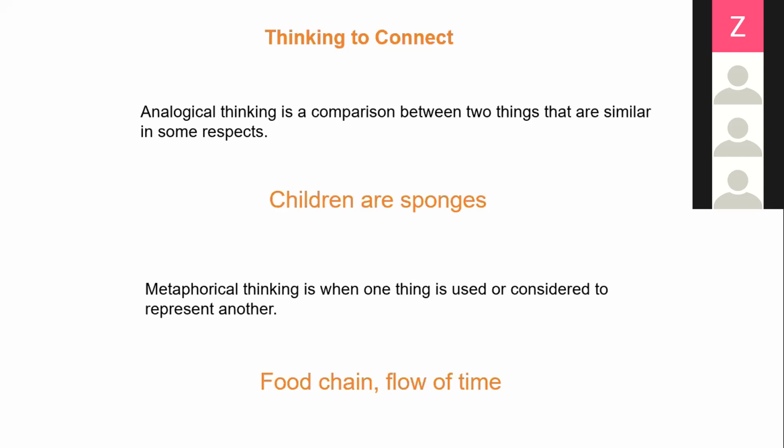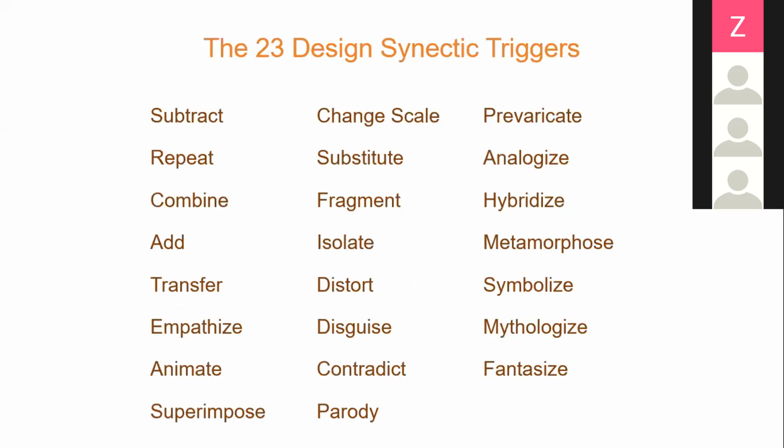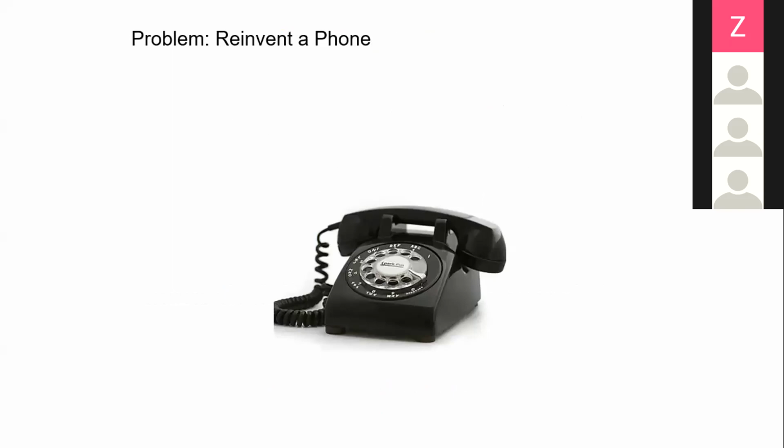And metaphorical thinking, like the food chain. But there is no food chain really. We can't really see a chain, but we know that it works in a certain manner, that this eats that and that eats that, and so on it goes. So there are 23 design synectic triggers, which are metaphorical, or in some way or the other unite something. So let us take a look at some of these.